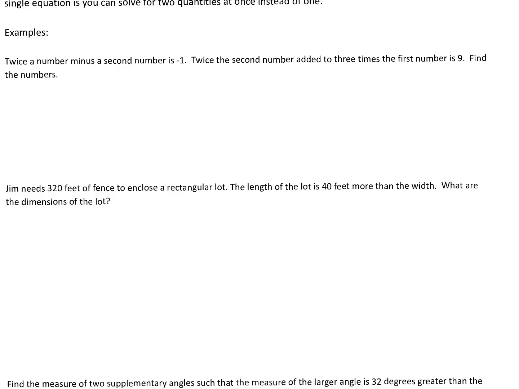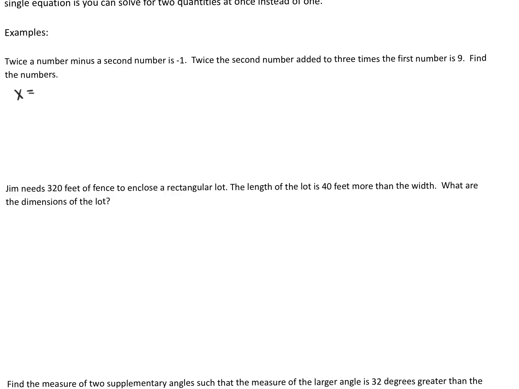twice the second number added to 3 times the first number is 9. Find the two numbers. The first step in solving any word problem for a system of equations is to define your variables. And the nice thing about word problems is that you get to choose your variables. You aren't restricted to X and Y. You can use different letters if you want. I'm going to use X and Y for this example.